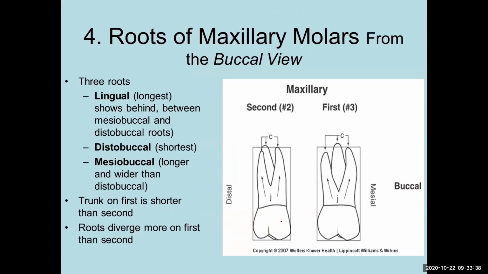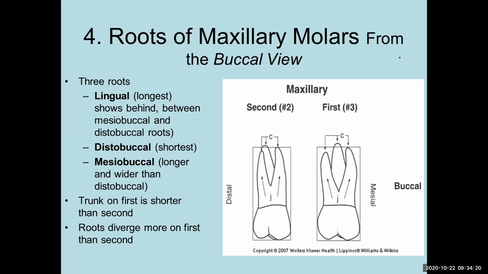From the lingual, the palatal root is the longest of the three, and it shows behind the mesiobuccal and the distobuccal roots. That distobuccal root is the shortest. So if you've got a mesial and a distal root, the mesial is going to be bigger. That's a general characteristic. So out of the three roots, the distobuccal is the shortest. The mesiobuccal is longer and wider than the distobuccal. The trunk on the first molar is shorter than the trunk on the second, and the roots diverge more on the first than they do on the second.